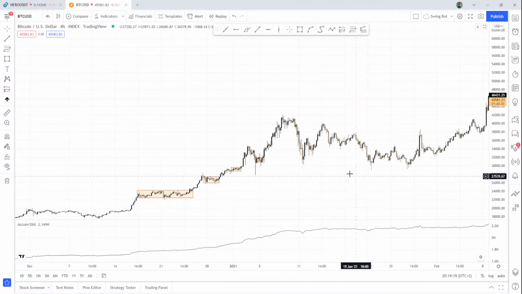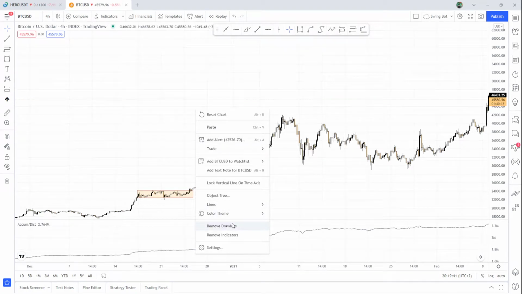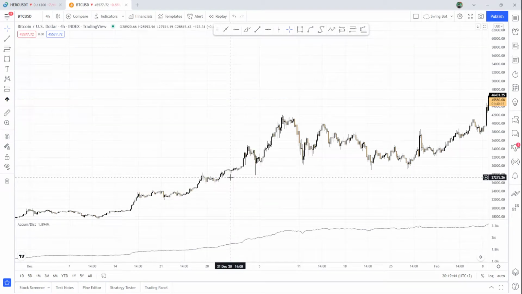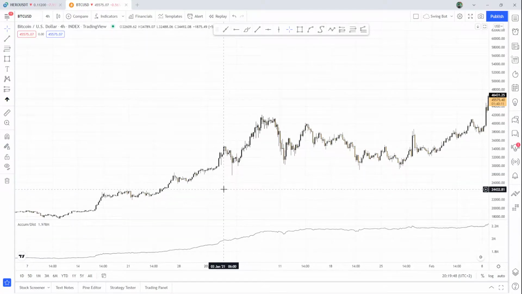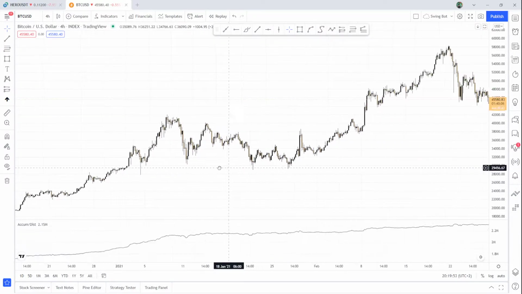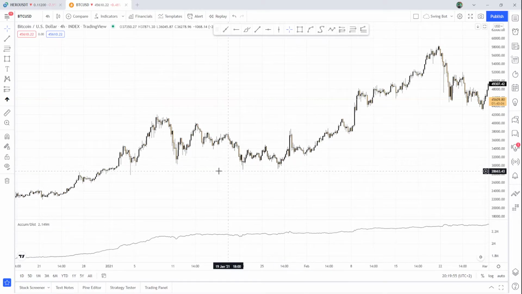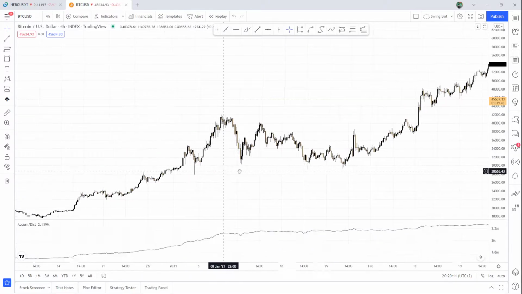So this is accumulation. It's trading mostly between two extremes, two levels, between a resistance and a support. But to know if it's an accumulation zone, first you must let the price move on the chart and create a range first. Then you know the top of the range and the bottom of the accumulation range.